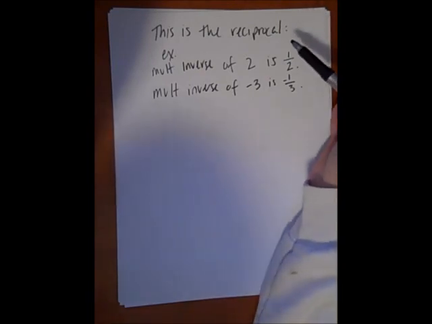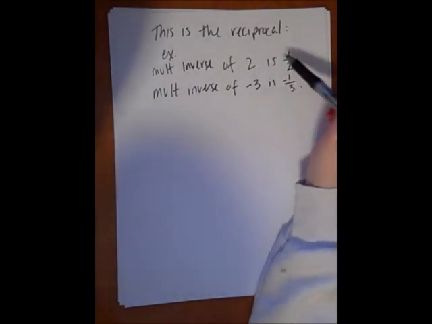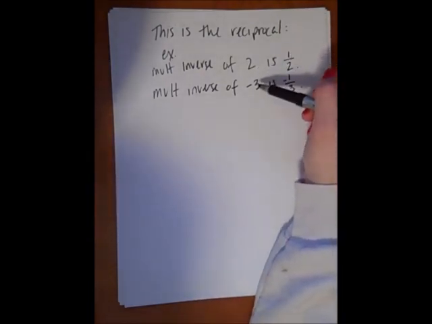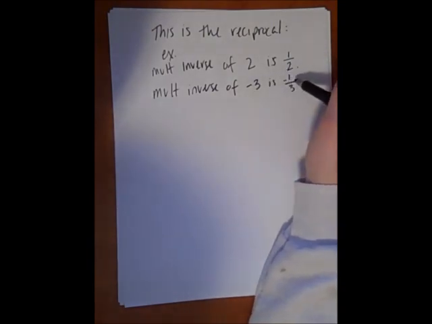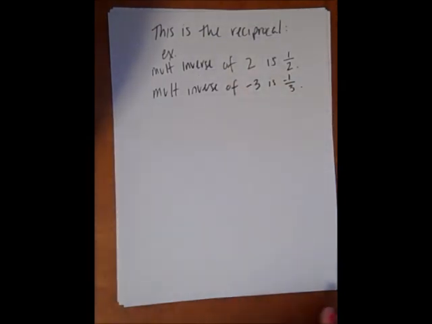I could also say, what's the reciprocal of 2? The reciprocal of 2 is 1/2. What's the reciprocal of negative 3? The reciprocal of negative 3 is negative 1/3. These are the same question. So those are all the properties we're going to use for the real numbers.